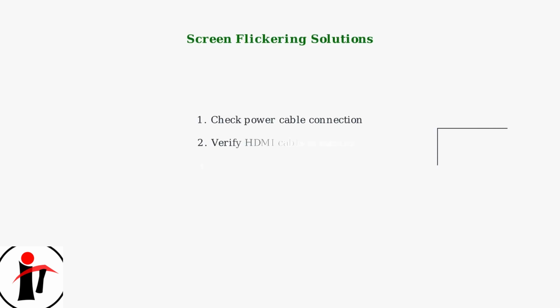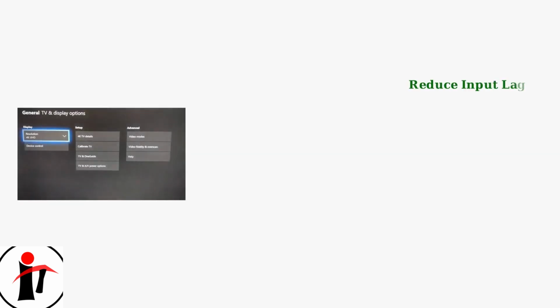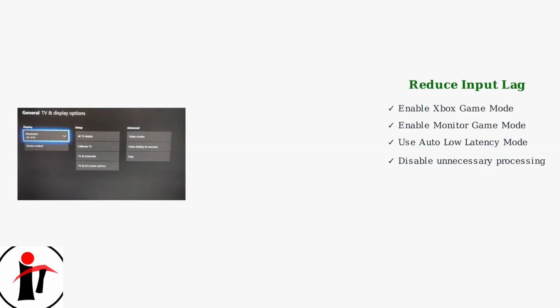Screen flickering is another common issue. This usually indicates power supply problems or loose cable connections that need to be checked and secured. To minimize input lag and get the best gaming performance, you need to enable game mode on both your Xbox console and your Sceptre monitor.